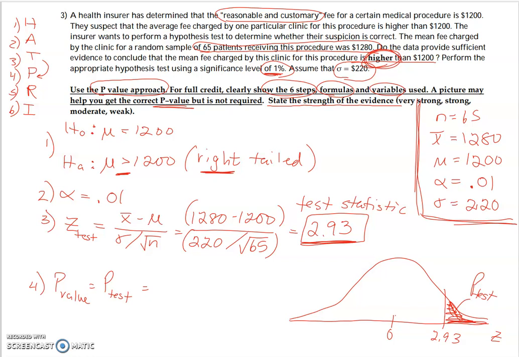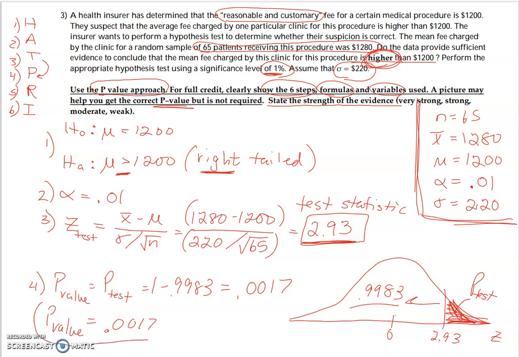So when we look up this 2.93, you'll get 0.9983. That's not what we want, right? We don't want below it. So we need to subtract that number from 1 to get the probability that we're on the right side of it. And that will give us 0.0017. So our p-value equals 0.0017. That's a pretty low number.